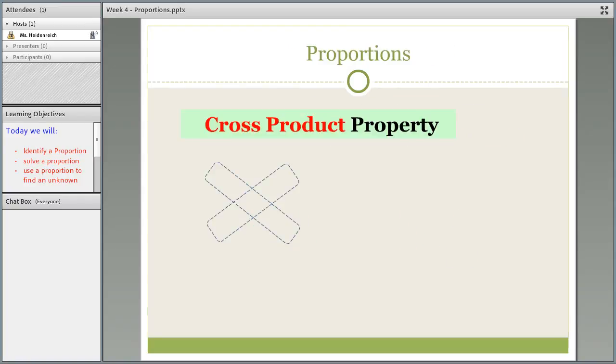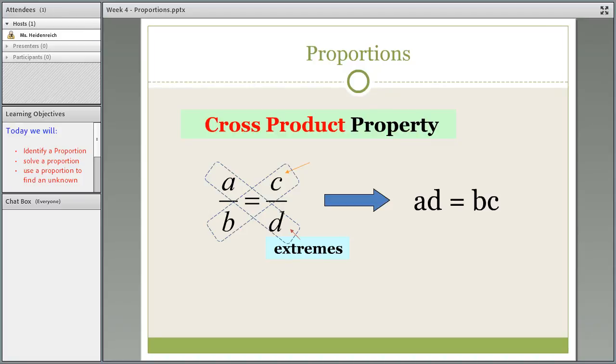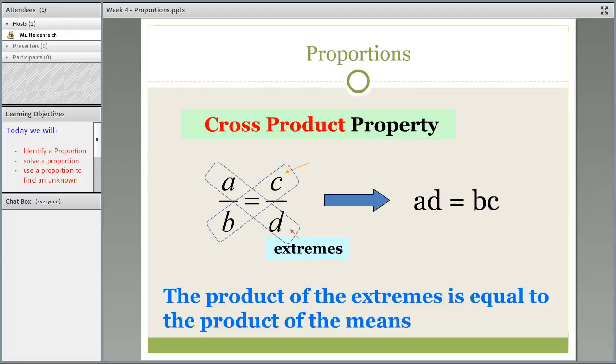Okay, now for proportions, we have something called the cross product property, which says that the product of the means is equal to the product of the extremes. So we've got extremes being the a and the d. They're kind of like opposites. One is in the numerator of the first fraction and one is in the denominator of the second fraction. Those are called the extremes. And then the means are actually the opposite ones. So the denominator of the first fraction and the numerator of the second fraction.